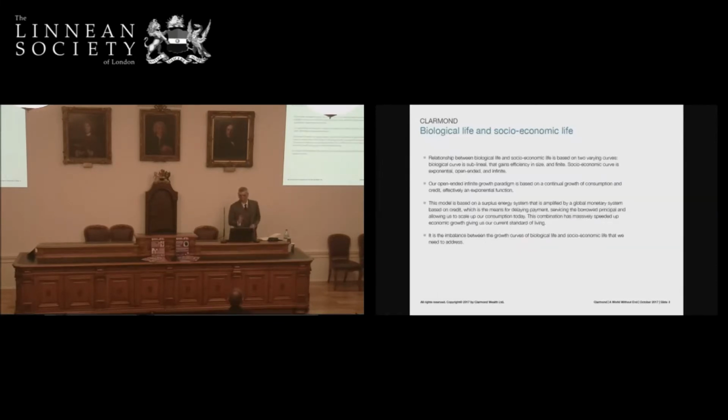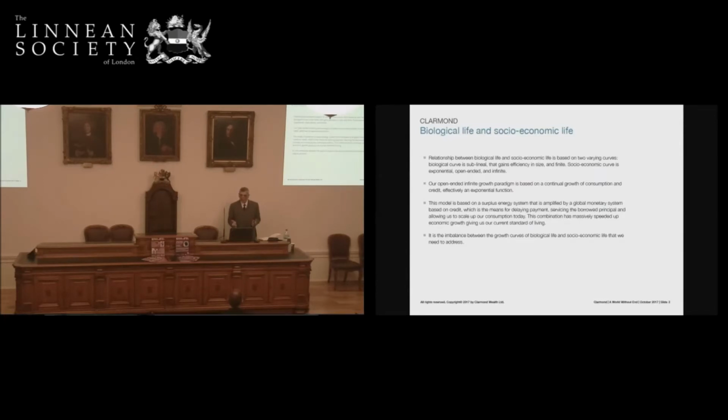Now, that is not true for a socioeconomic unit. A socioeconomic unit is exponential. So if you just look at the two curves, you have a biologic unit which is finite and it's sublineal, and you have a socioeconomic unit that is exponential. And why is it exponential? Why is it open-ended? Because we have defined our growth paradigm to be open-ended. We always want more growth.